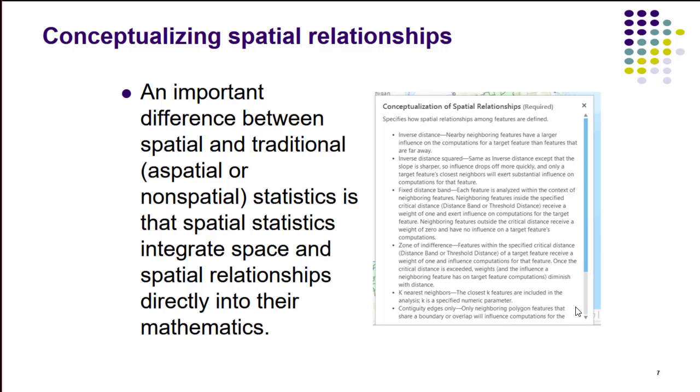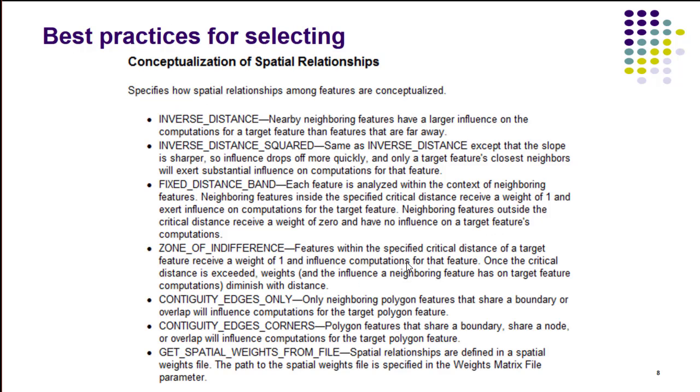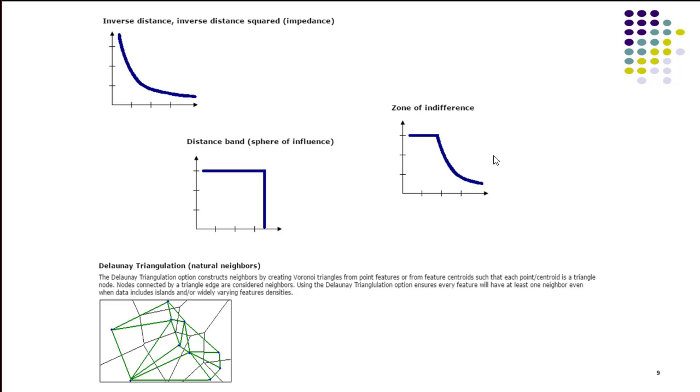But the main thing I want you to take away from this conceptualizing spatial relationships, if you're not sure about justification for any of these, go with the zone of indifference, and that's the one we're going to use in the exercise. So this is just them getting a little bit larger, so you can see them outside of that little toolbox. And again, this zone of indifference, this is where we have features at both a critical distance and also a weight influence for those. So this zone of indifference looks like this.